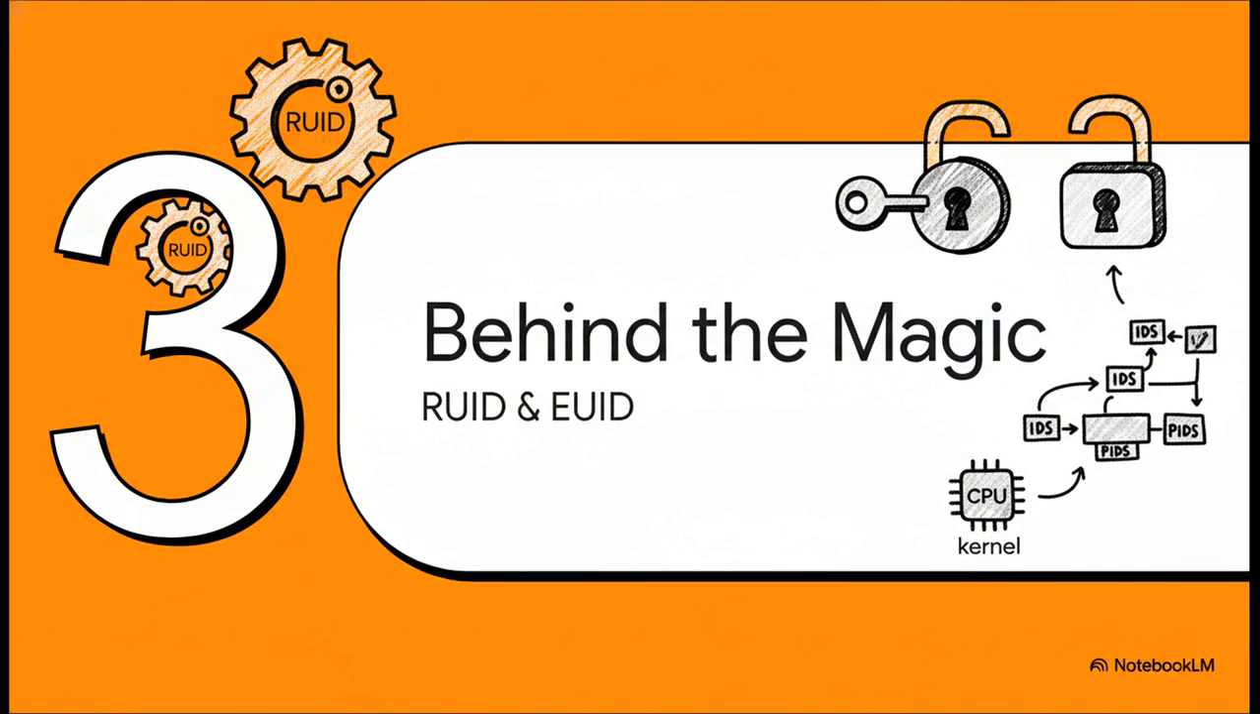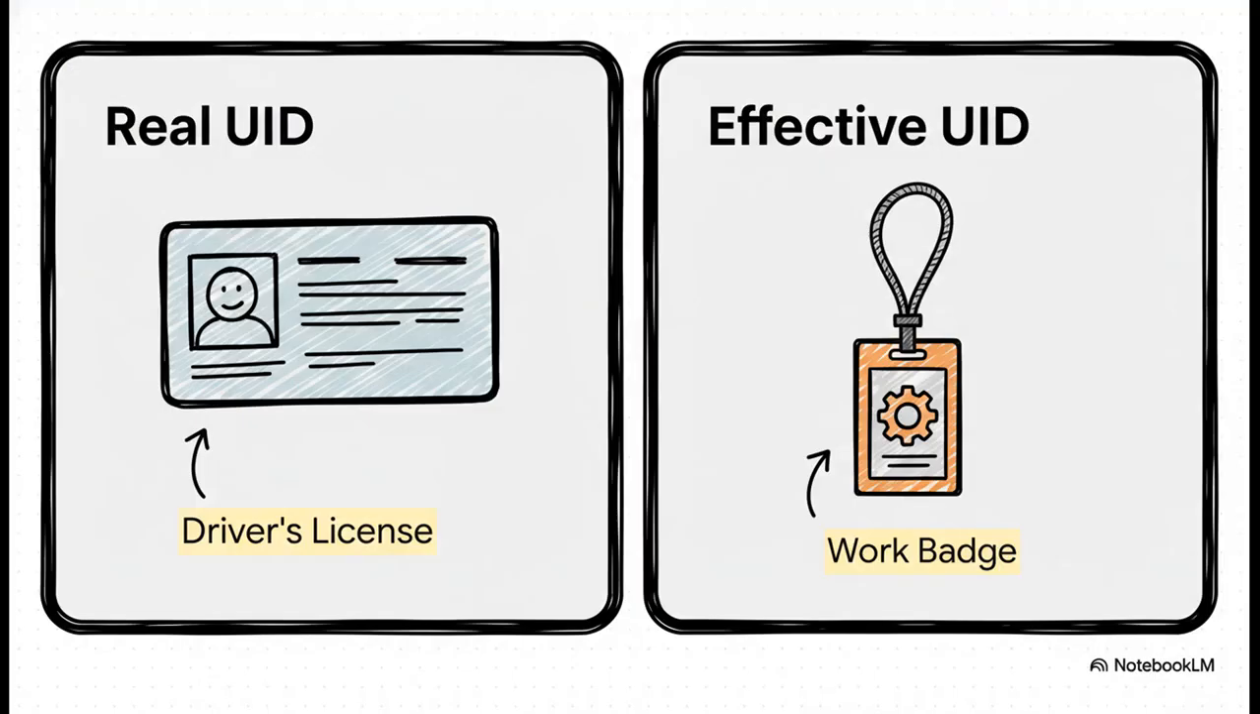So how does the system actually pull off this identity switch? It's not magic, it's just really clever bookkeeping. The kernel is actually keeping track of two different user IDs for every single process that's running on the system. You have your real user ID, or RUID. Think of that like your driver's license. It never changes, and it proves who you really are. But then there's the effective user ID, the EUID. That's more like a temporary work badge. It defines what you're allowed to do right this second. For most programs, your RUID and EUID are exactly the same. But for a SetUID program, they're different.